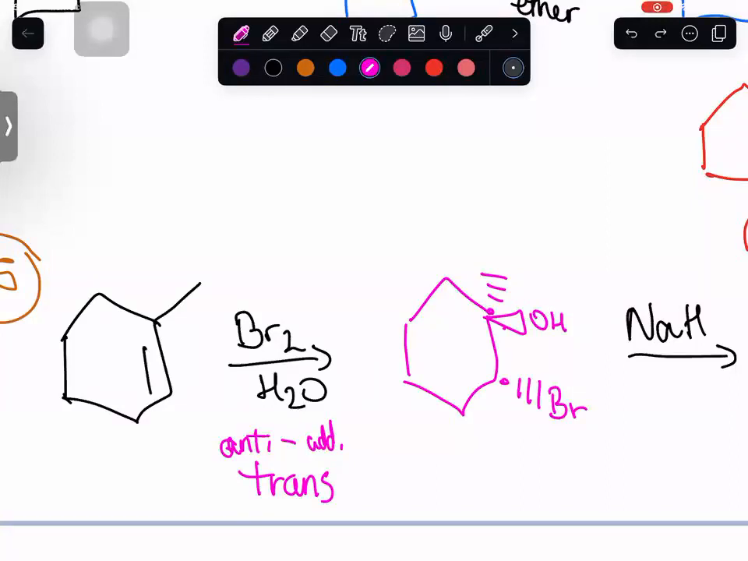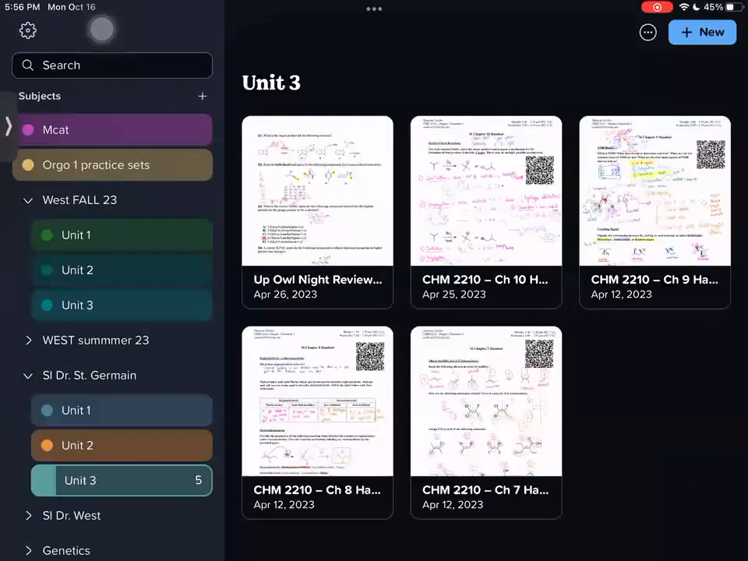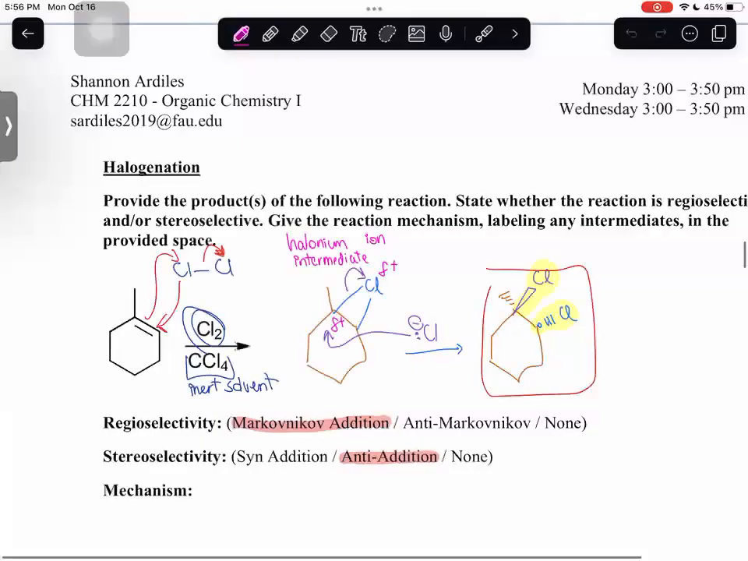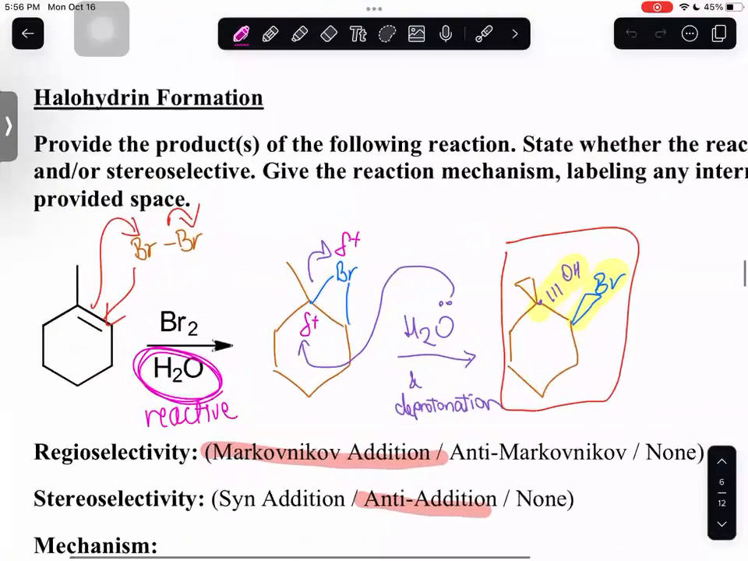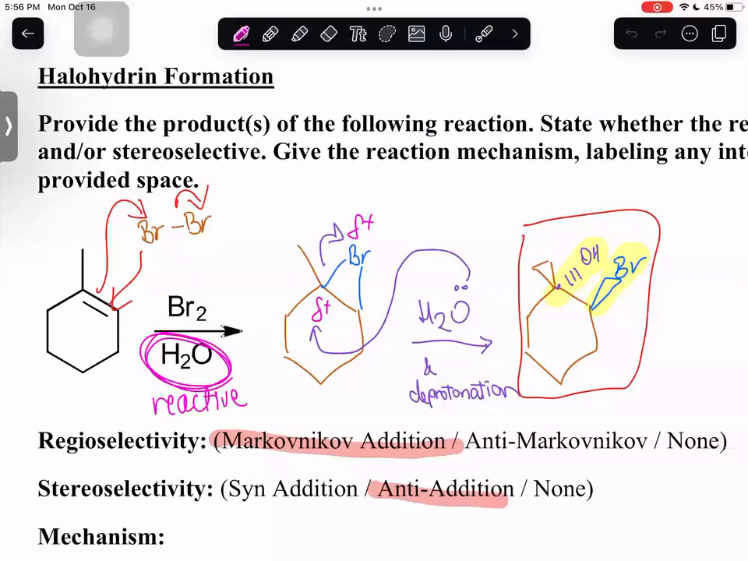Okay, let's show them the mechanism. Let's just go back to this one. Okay, there we go. That's a triangle intermediate. Does that clarify some questions? It does? Okay. As long as you remember that it's an anti-addition, you should be good. You're not going to get asked about the intermediate.